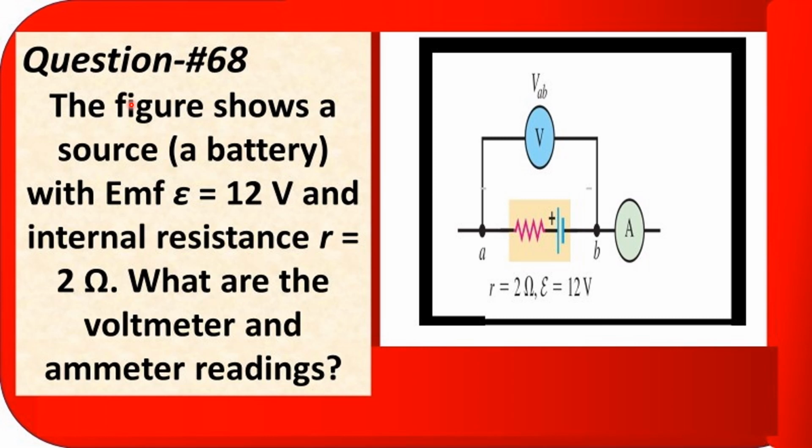The given question. The figure shows a source, which is a battery, with an EMF equal to 12 volts and an internal resistance equal to 2 ohms. Question: what are the voltmeter and the ammeter readings?